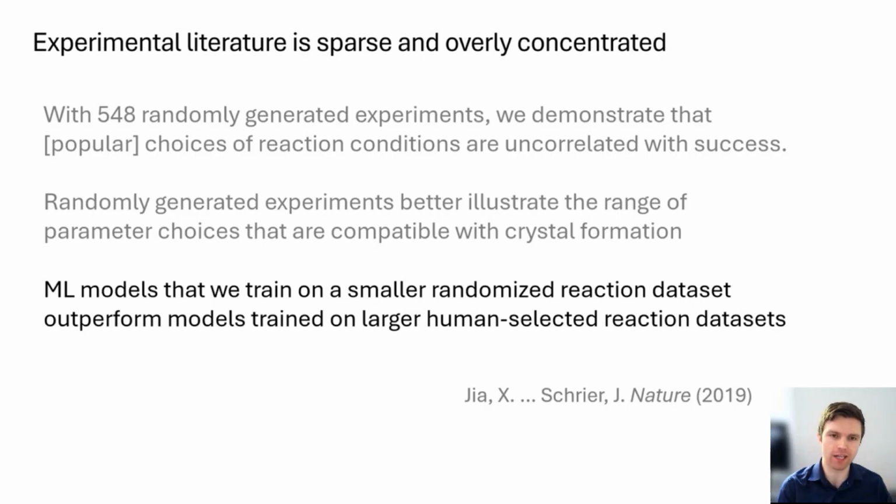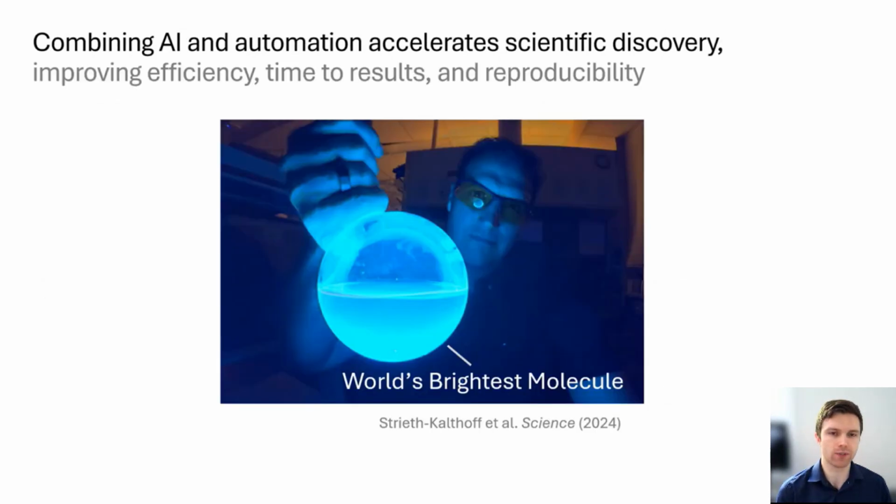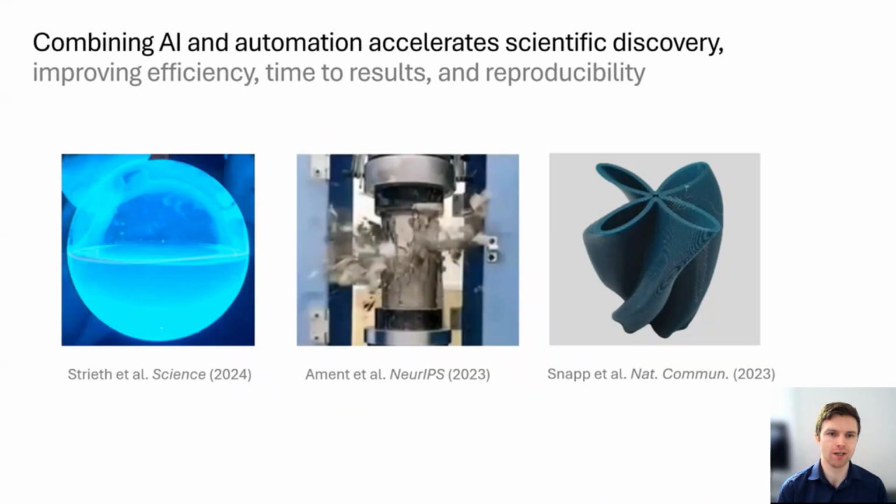Now, these are obviously some hand-picked examples, and I would say in many cases, the simulations and the literature data play a key role. We're now entering an age where combining AI and automation is accelerating the scientific discovery process, helping us improve efficiency, our time to results, and reproducibility. Here we have the world's brightest molecule, discovered in this international collaboration, Nexus, University of Toronto. This is important for quantum research applications. We've seen some other examples like the discovery of higher performing, stronger, more sustainable concrete, as well as the world's best shock absorber, which is important for helmets or other shock absorption applications.